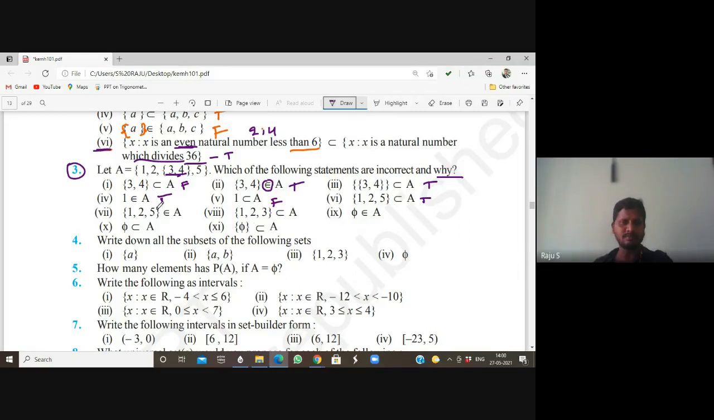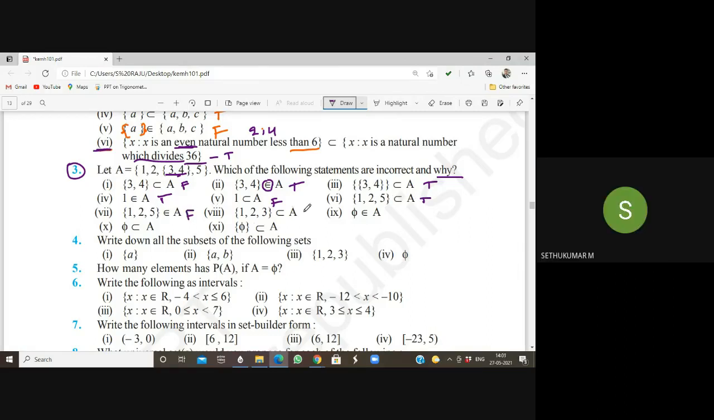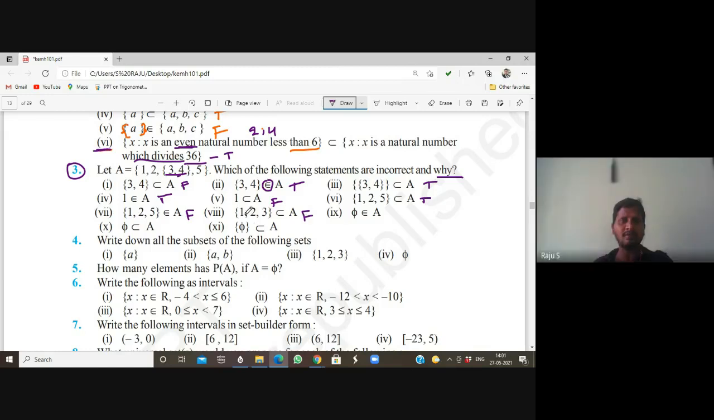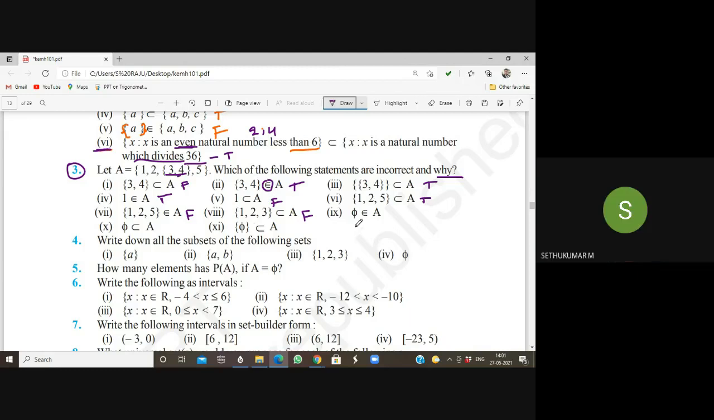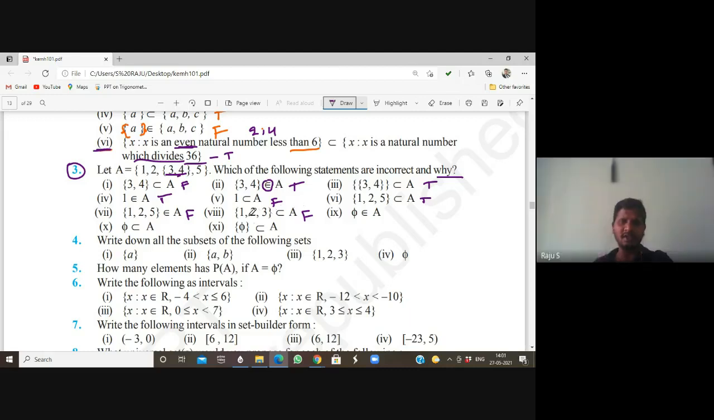Next one, subset to. False, sir, this is false. Why is it false? Because 1, 2, 3, 3 belongs here. 3 is inside curly brackets, sir. Exactly. We can't divide the 3 and 4. We cannot take the combination of 1, 2, 3. Right.